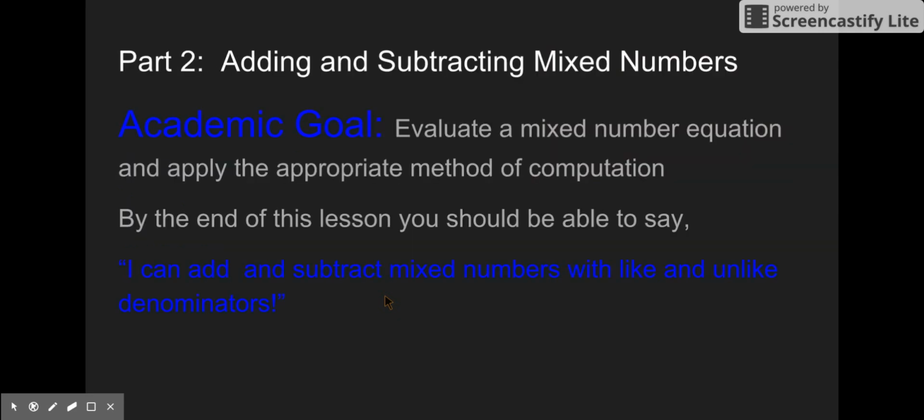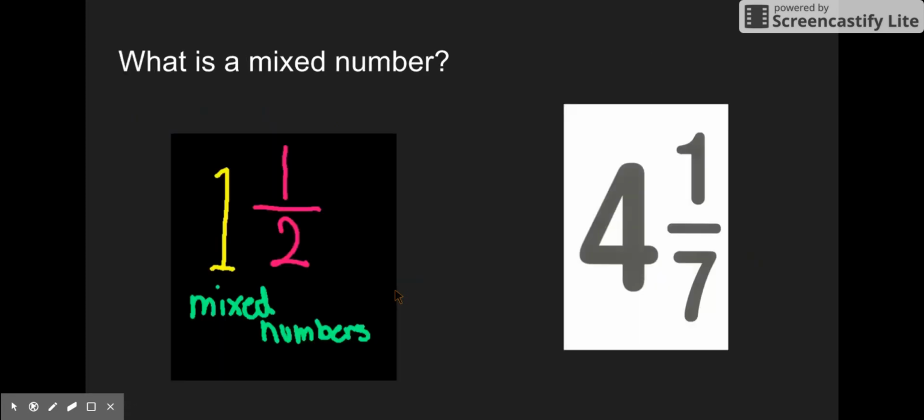Welcome back, mathmates. You're now ready for part 2, adding and subtracting mixed numbers. Our academic goal for this lesson is to evaluate a mixed number equation and apply the appropriate method of computation. By the end of this lesson, you should be able to say, I can add and subtract mixed numbers with like and unlike denominators. Let's just pause and review.